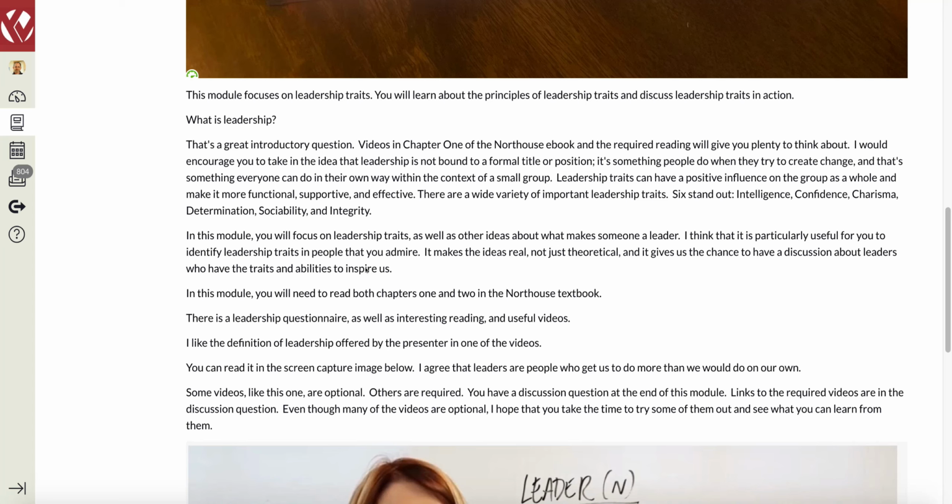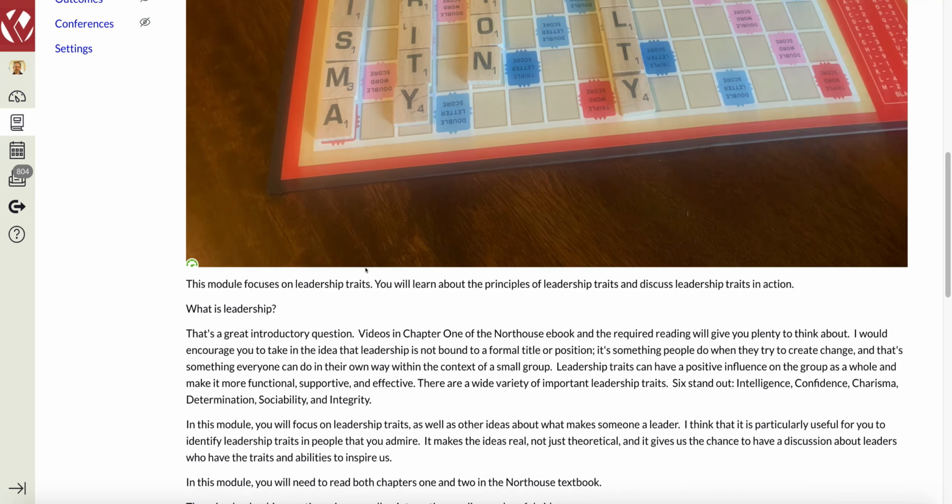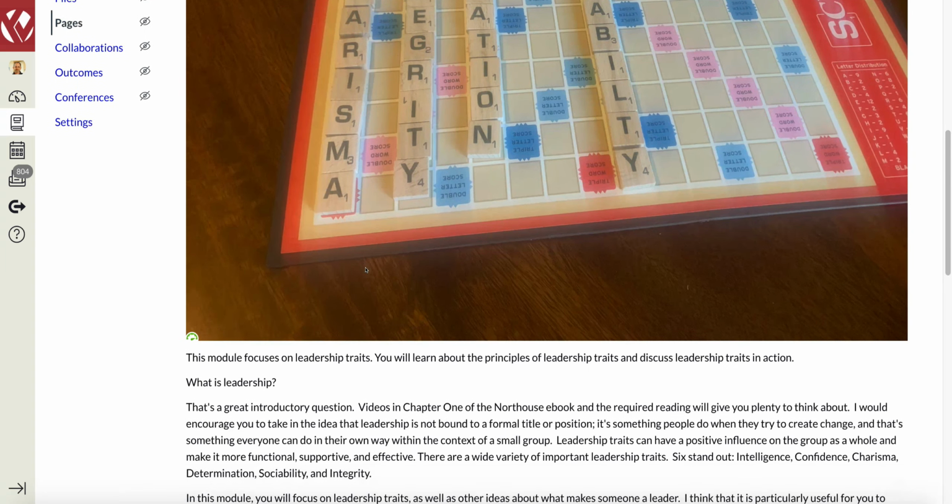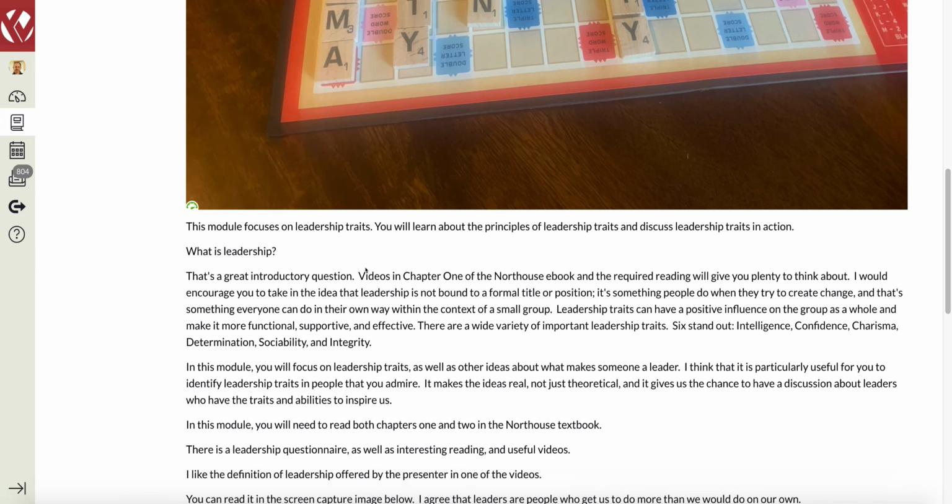And one of the key principles here that you're being introduced to is the idea that leadership is not just a formal position. It's what people bring to the table. It's what they have to offer. And you may be the official leader, or you may be the lowest person in the hierarchy. But let's say you have one of these traits: you have intelligence, you have confidence, you have integrity, you have charisma, you have any of these traits. You may just be a really sociable, likable person too. You have the potential to really bring something to that small group.